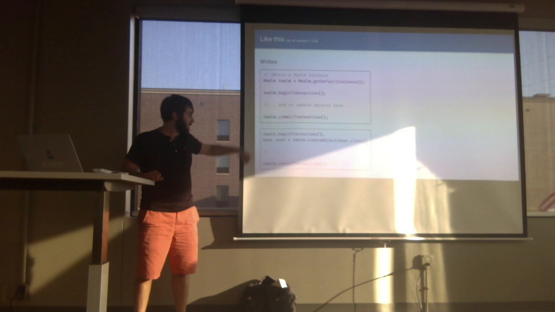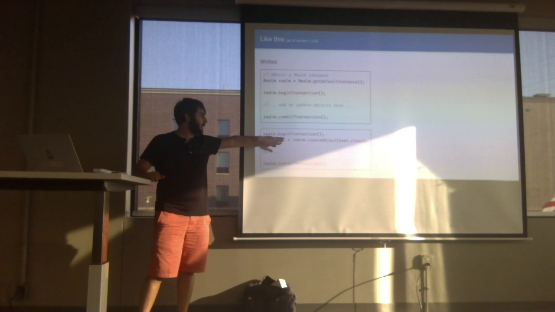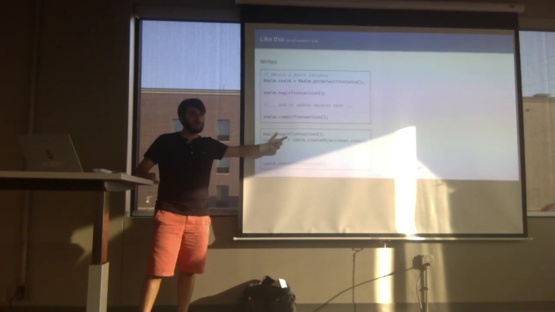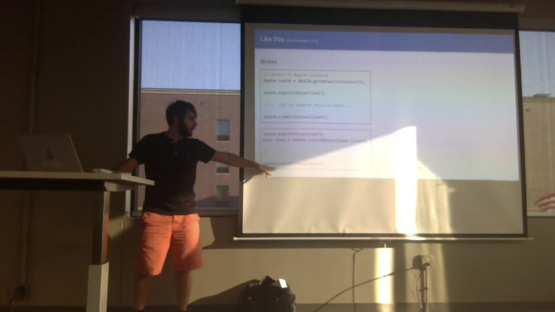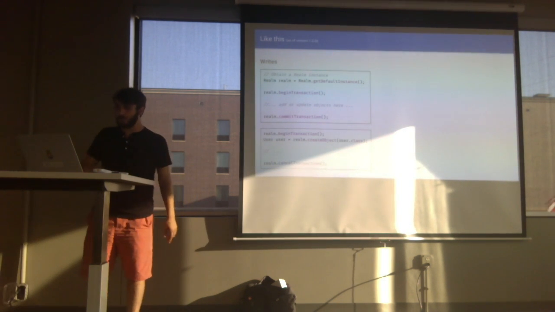This is a really simple example. But let's say you begin a transaction, you create some object, and something went wrong, and you didn't want to commit that. You can also call cancel transaction, so nothing is gonna be persisted.